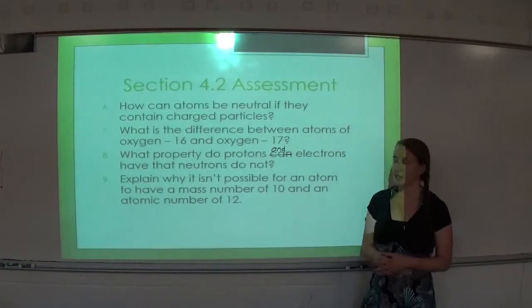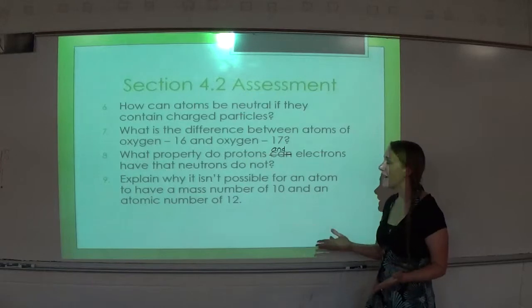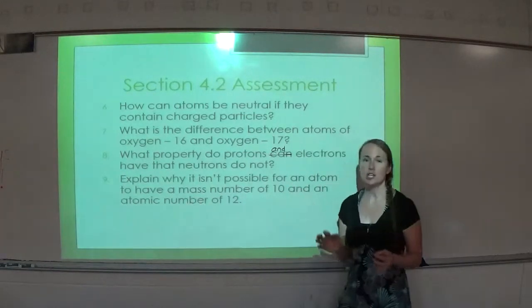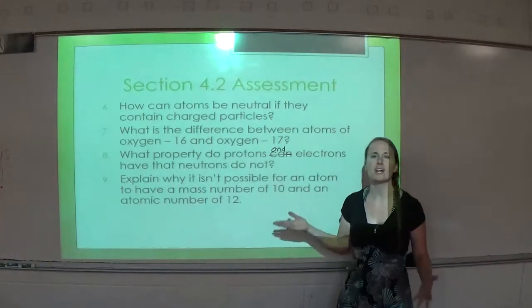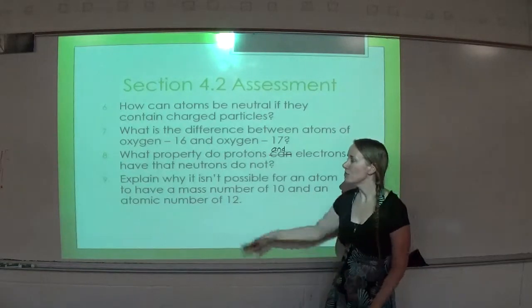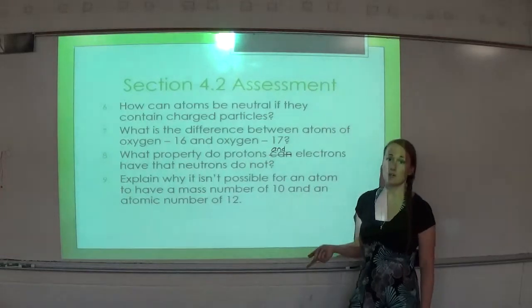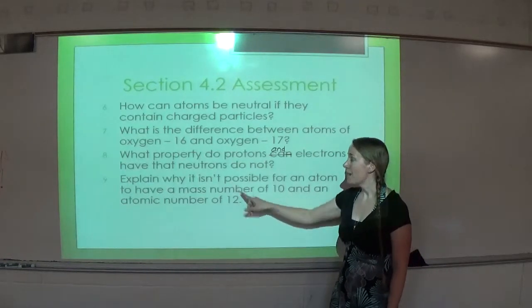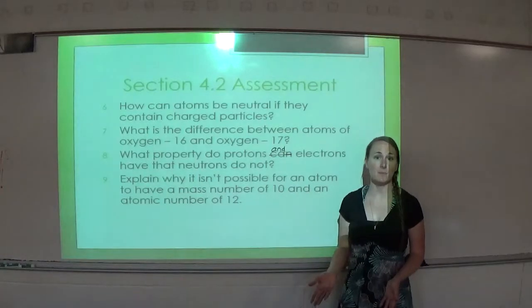And then number 9, which is our last one, explain why it isn't possible for an atom to have a mass number of 10 and an atomic number of 12. Well, mass number is the protons and the neutrons. Atomic number is just protons. So you can't have more protons than you have protons and neutrons. At most, atomic number and mass number can be equal, but your atomic number can never be greater than your mass number. So atomic number is the number of protons, and mass number is protons and neutrons, so it cannot be less than the atomic number.